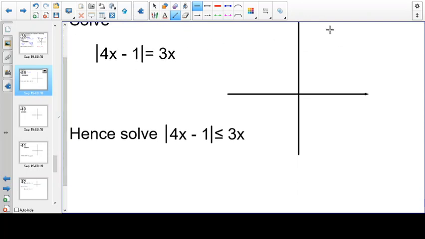You'll see what I mean in a minute. So 4x minus 1, modulus, well 4x minus 1 would look like that, ish. Okay, so it's only going to go to there, and then that is going to reflect back up, and that's going to be the 1 there.